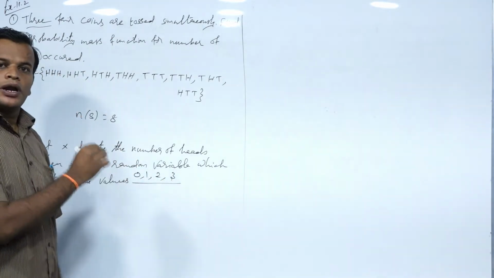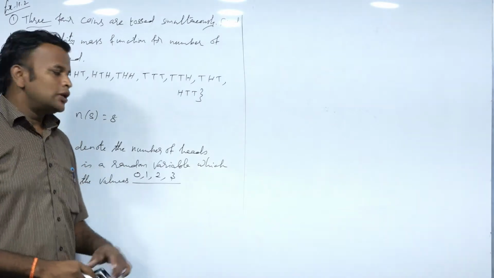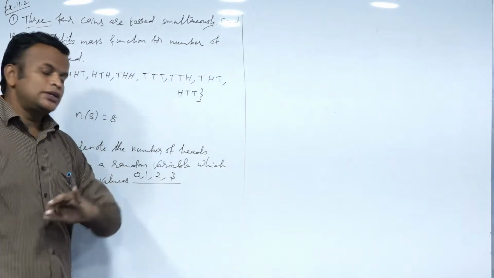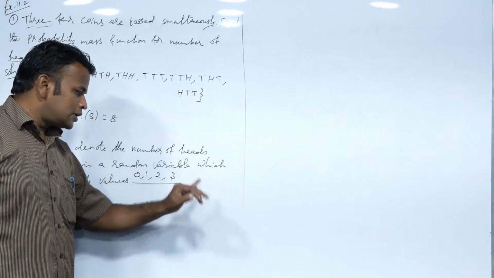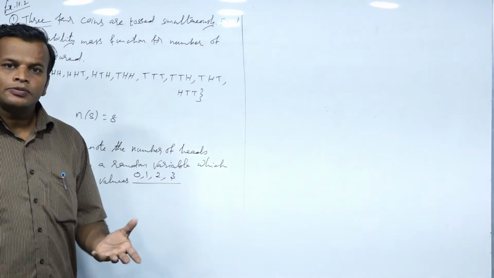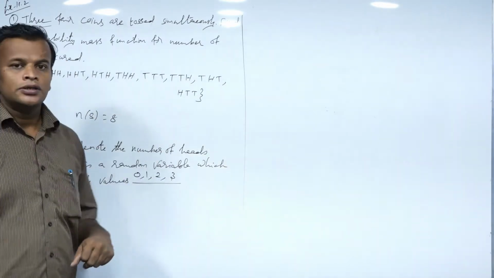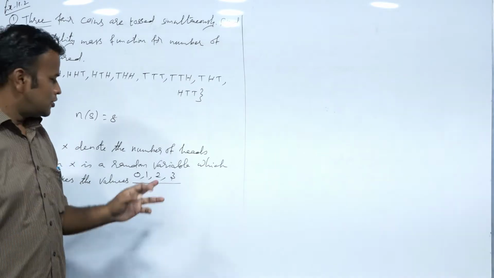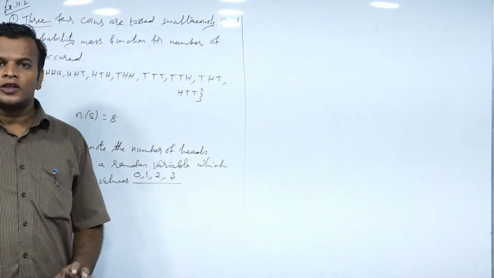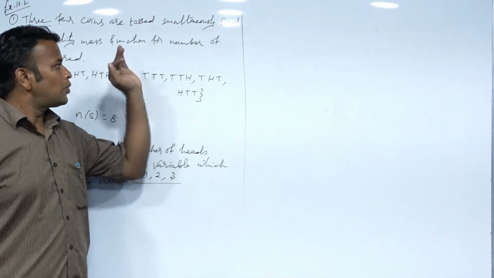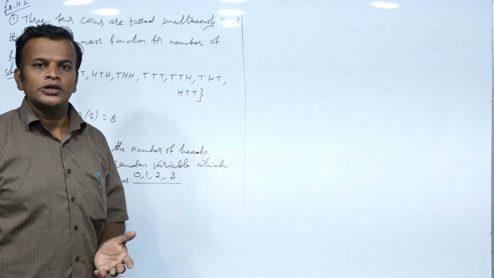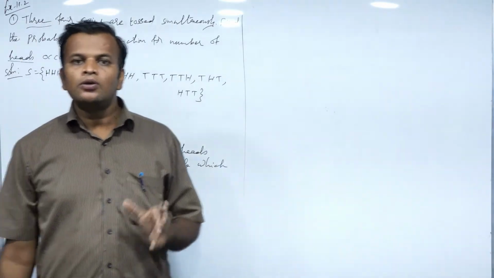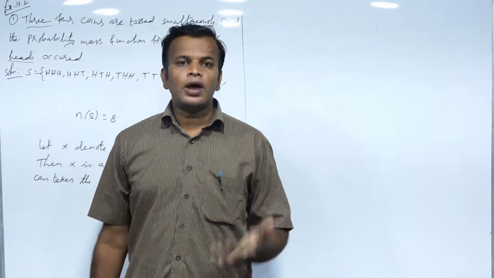So these values of the random variable are very important. The value of X starts from 0 up to 3. Why do I not write 4? Because we tossed just 3 coins only. The maximum number of heads that will come is 3 only. So 0, 1, 2, 3 is the first step. In all probability mass function and cumulative distribution function problems, the first step is to find the random variable values.